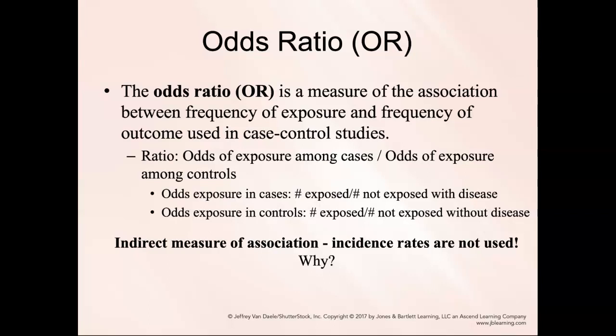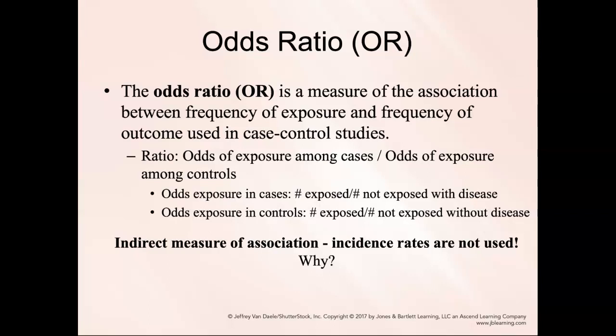When you think about something like a relative risk, that would be considered a direct measure of association. You're calculating the incidence rates in your exposed versus your unexposed group. However, in a case control study, you cannot measure incidence because to calculate incidence, you have to be able to tell the number of people who have developed the disease, the number of new cases during a period of time. So that's something we can calculate in, for example, a cohort study.